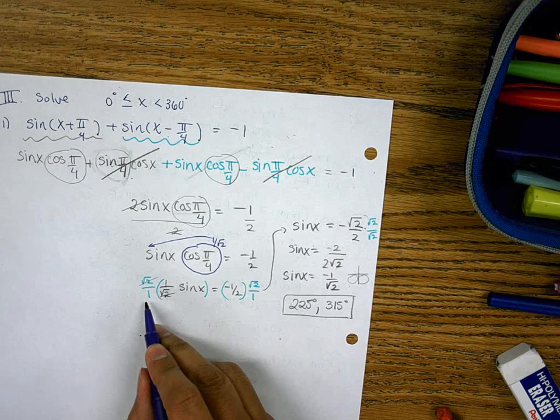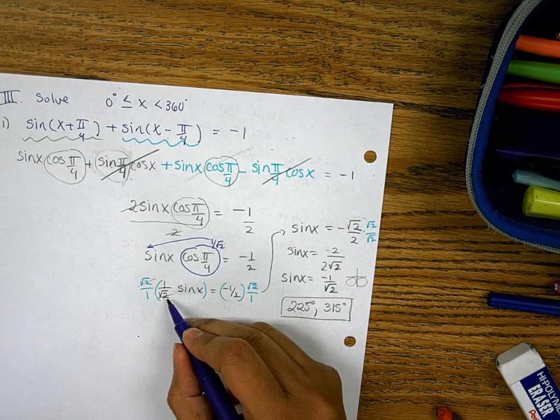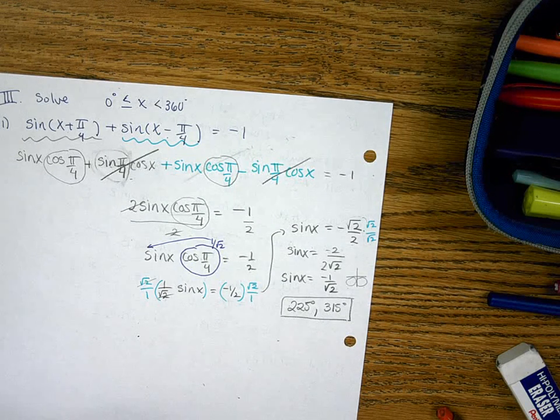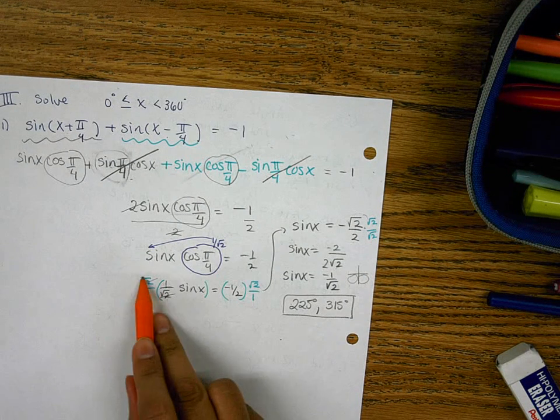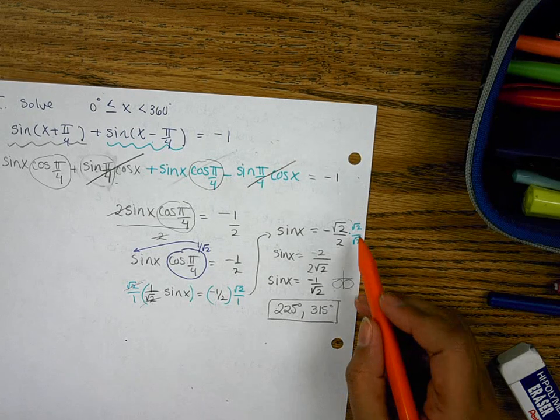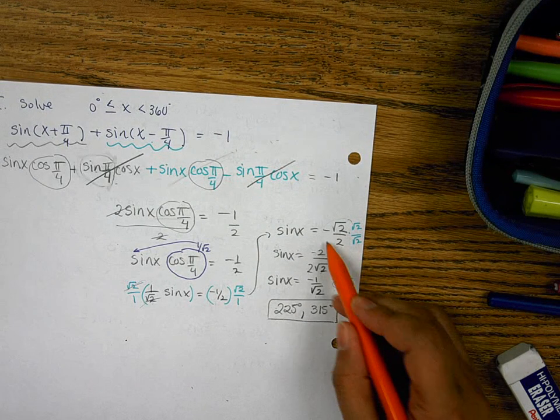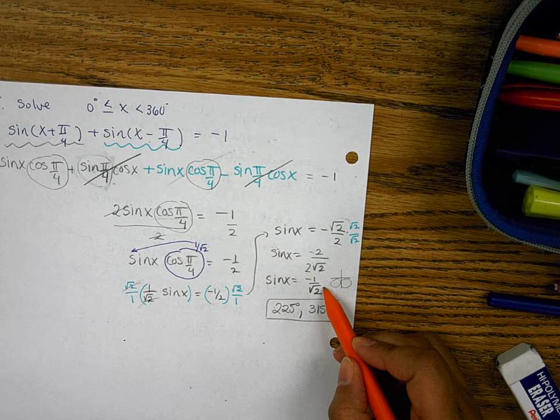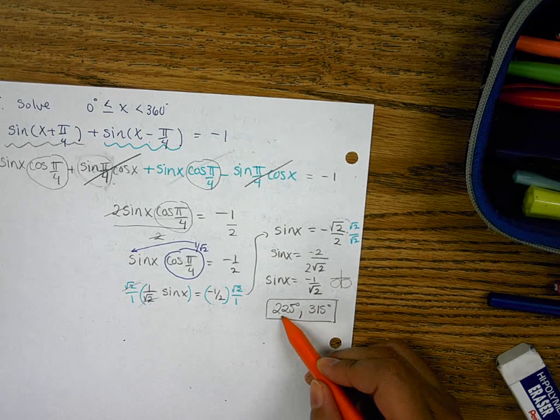It's right there. 1 over root 2. And then we multiplied both sides by the reciprocal. Crossed out, crossed out. Negative 1/2 times root 2 is negative root 2 over 2, which we recognize is equivalent to negative 1 over root 2. 45 degrees. Negative 225, 315.